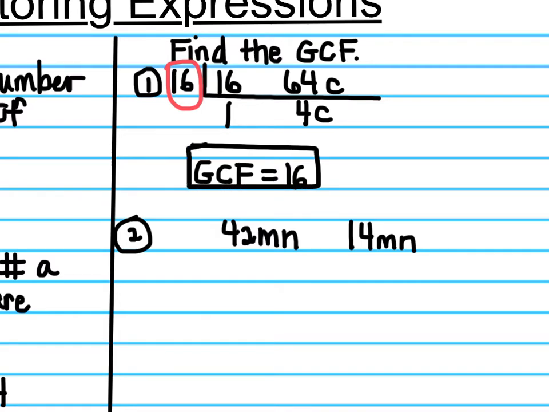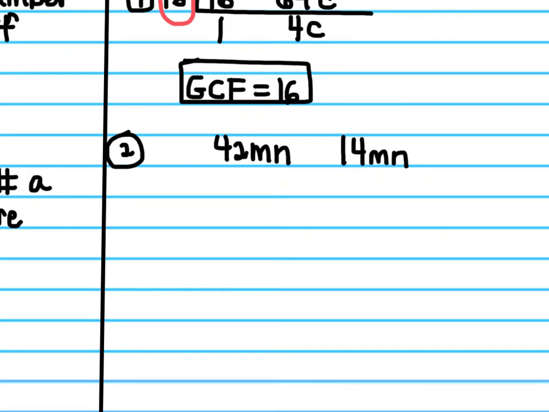Now let's look at problem number 2. On number 2, we have 42MN and 14MN. So we're going to do the little upside down division bar. Let's see what goes into both of these. Let's start with a smaller number this time. Let's start with 7 so I can show you what you do if you have more than one number on the outside. We divide 7 out of 42MN, which would be 6, but then we bring down the variables, MN. Then we do the same thing, divide 7 out of 14MN, and we get 2, and we bring down MN.